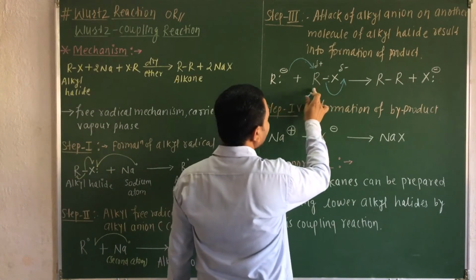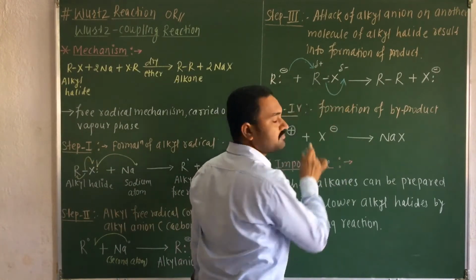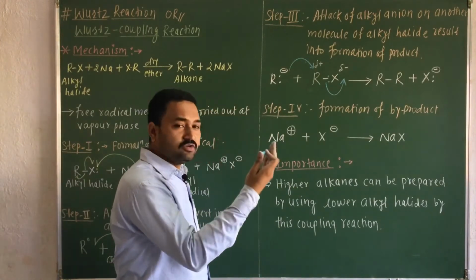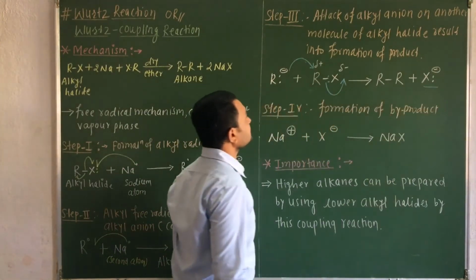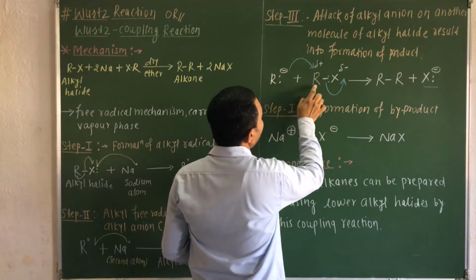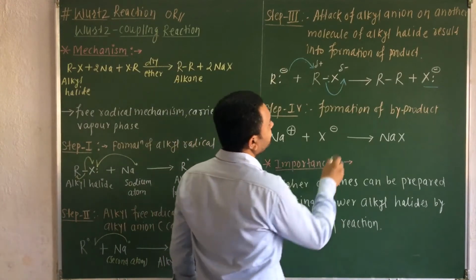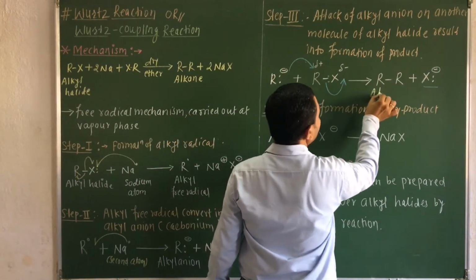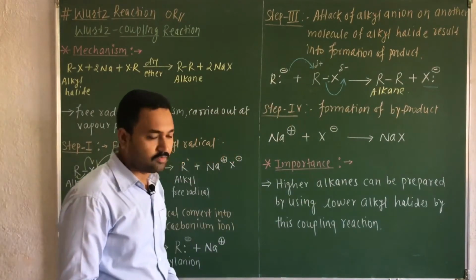Due to that heterolytic fission, remember, both bonding electrons are taken by your halogen and it will convert into the X minus ion. That's it. And as there is a bond formation between these two alkyl groups, it leads to the formation of your product, that is nothing but the alkane. So we are obtaining the alkane compound.